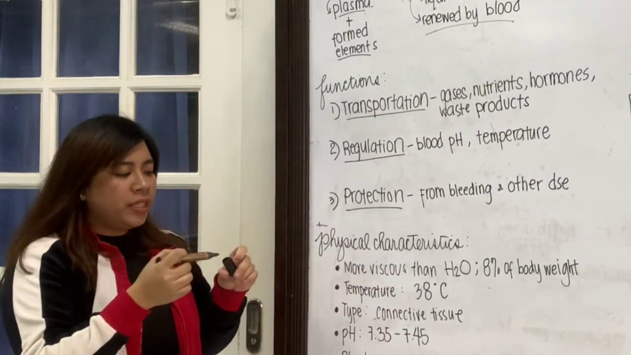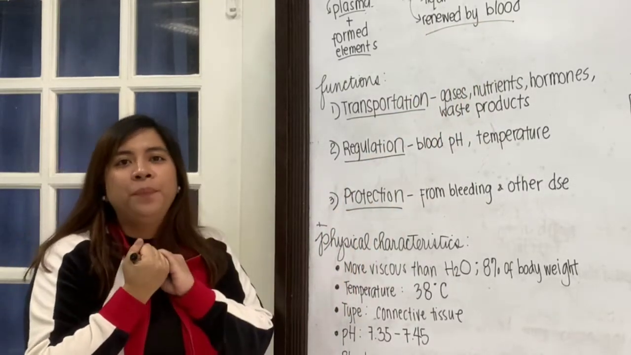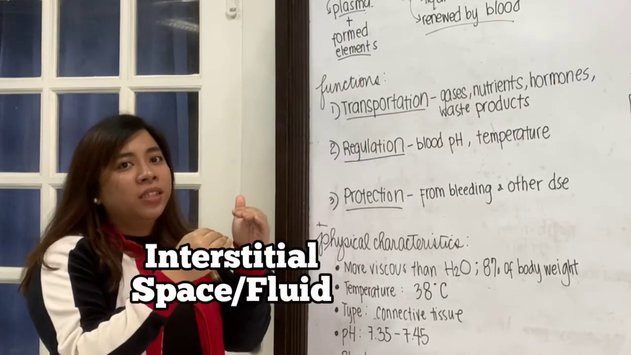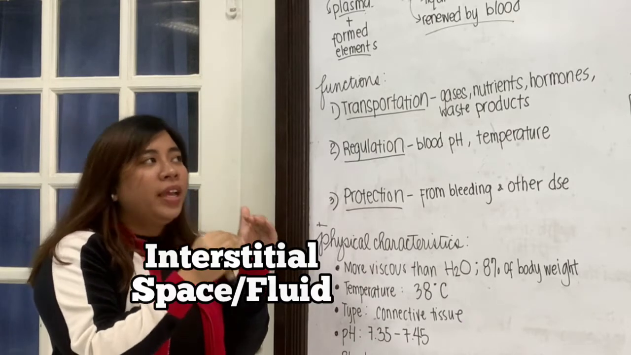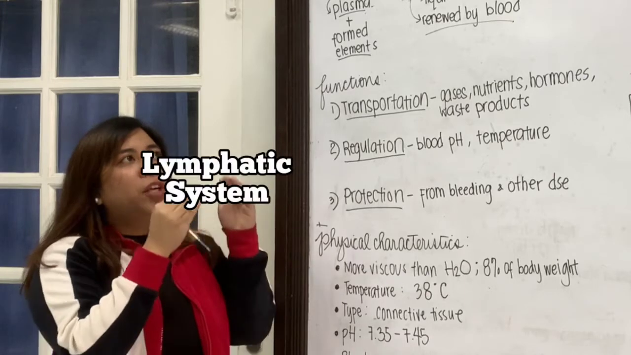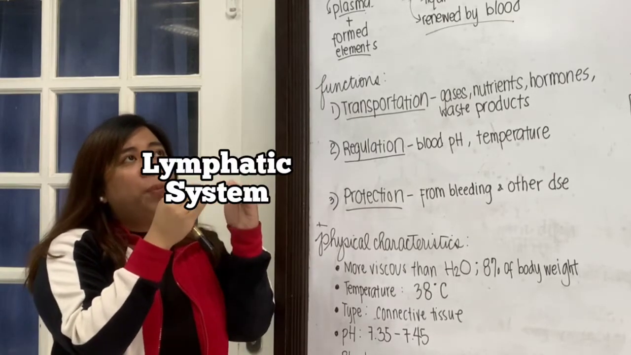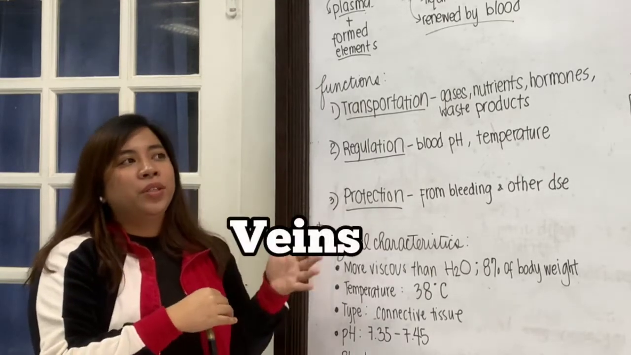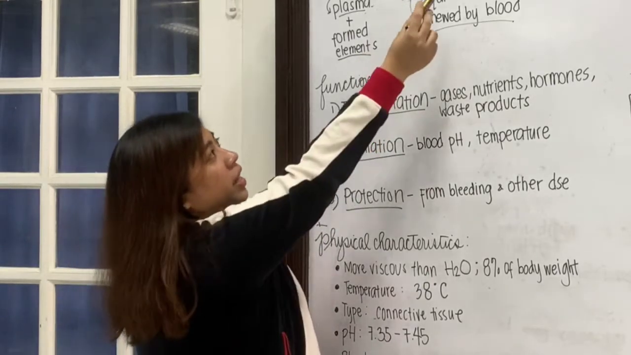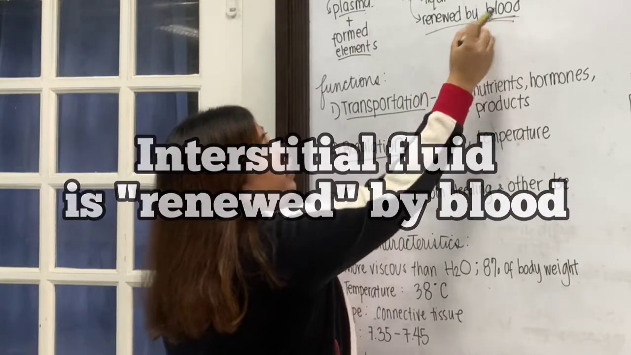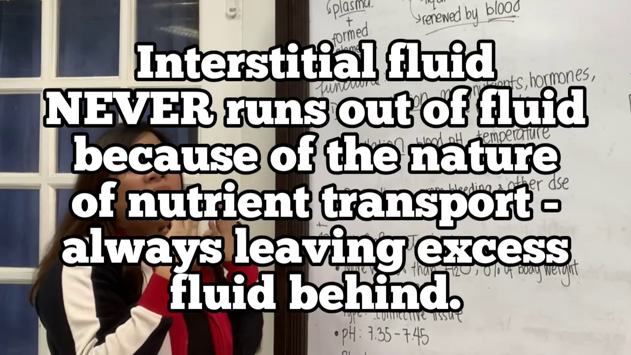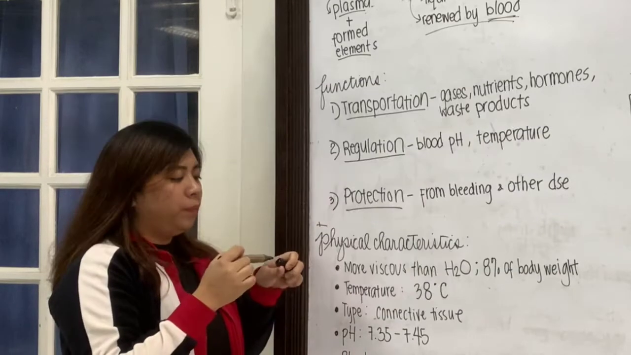So remember our discussion with your lymphatic system. From blood, it goes to the interstitial space or fluid, and from there, it is absorbed by your lymphatic vessels and becomes lymph. After becoming lymph, it will eventually go back to your venous circulation and return to the blood. So that is why it is said that interstitial fluid is renewed by blood.